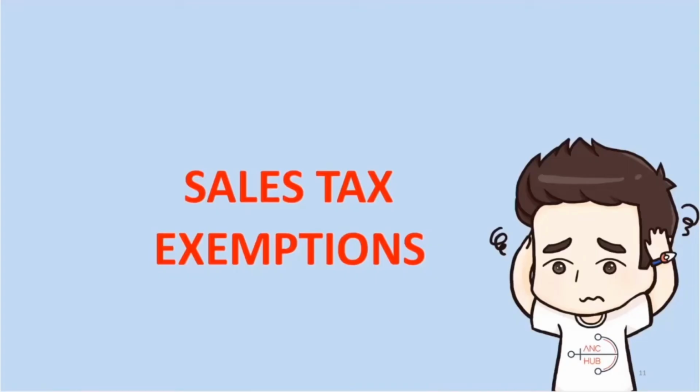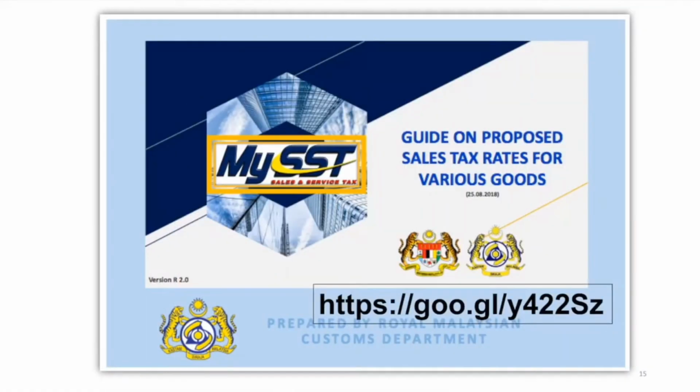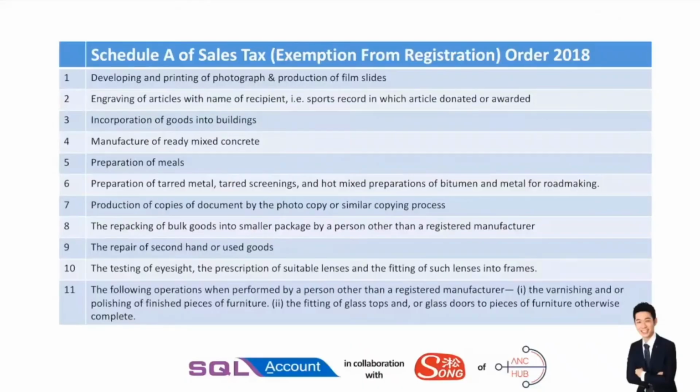In order to know whether you fall within 5% or 10% tax, you can always refer to the order called the Rates of Tax Order, or you can always go to the Various Goods Guide on proposed sales tax. It's much easier to understand. But if you cannot find your products, then highly likely you have to go back to the order.